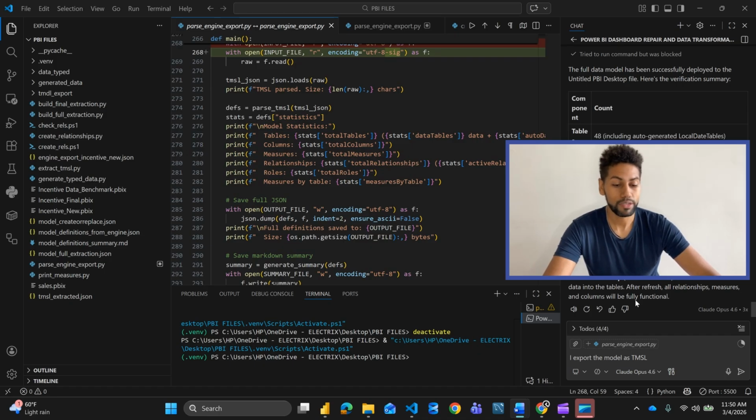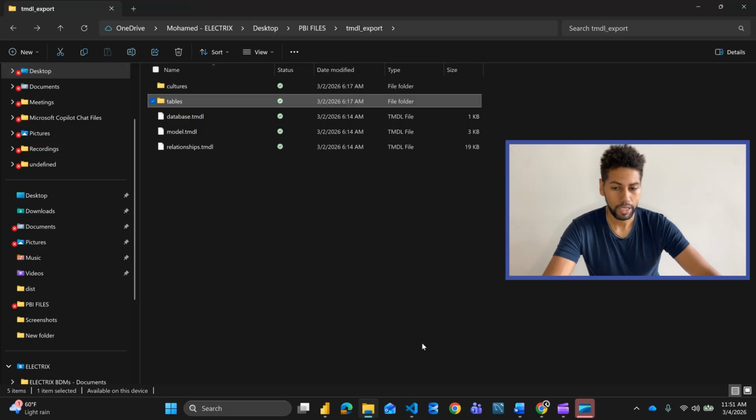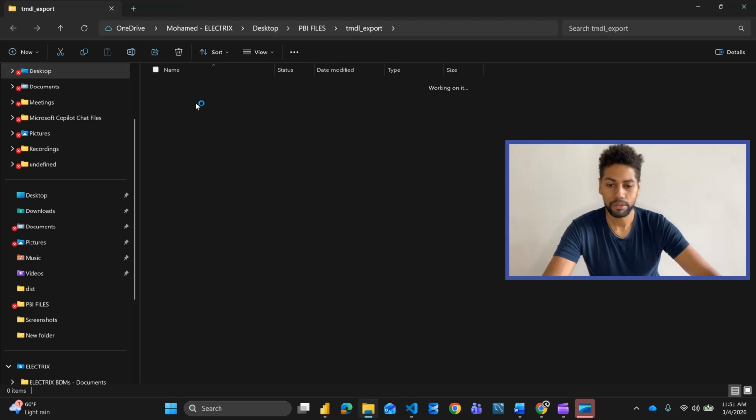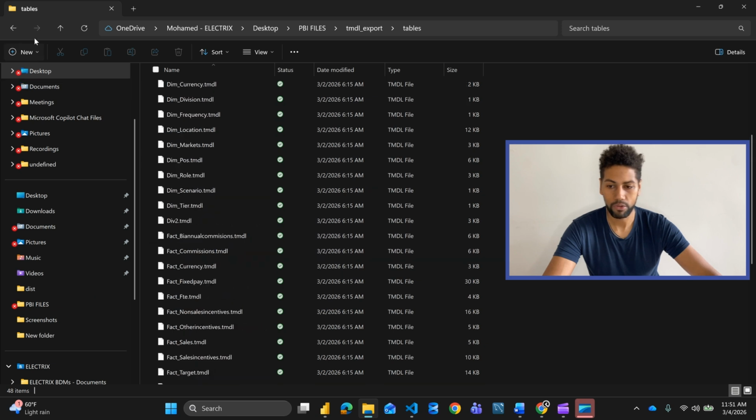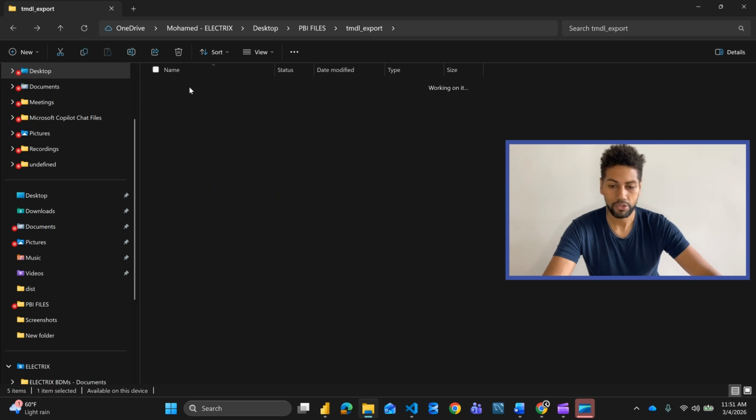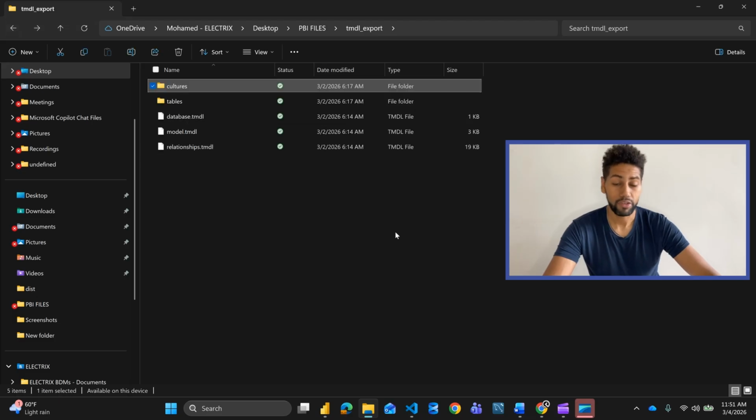So the first step is to run this command, export the model to TMSL, so we can actually export the entire model into folders, okay? And this is how it would look. You would have your tables here. You would have all your clusters exported, the relationships, everything is going to be exported into this folder. And that's how VS Code is going to communicate with your Power BI model to understand the schema and the structure so you can make changes.